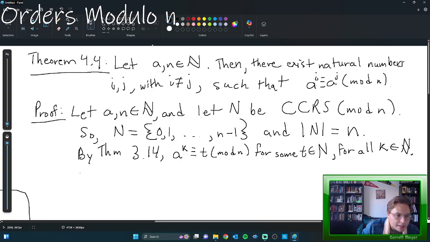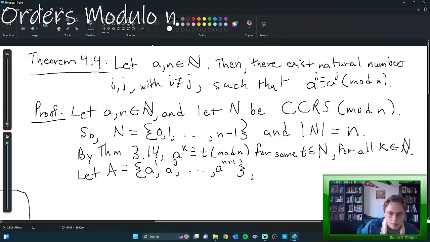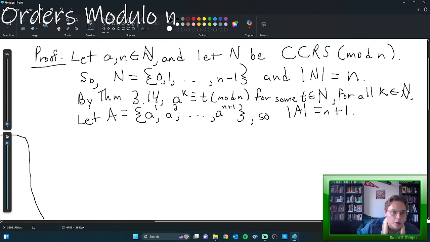And then what we're going to do next is we're going to let A equal this set: a to the 1, a to the 2, dot, dot, dot, a to the n plus 1. So the cardinality of A equals n plus 1. And now those of you familiar with combinatorics are probably seeing exactly what I'm going to do next. But I'm going to introduce a new principle here, and then I'll explain why it applies here and kind of what it is. But it's a very intuitive principle. It's by the pigeonhole principle.